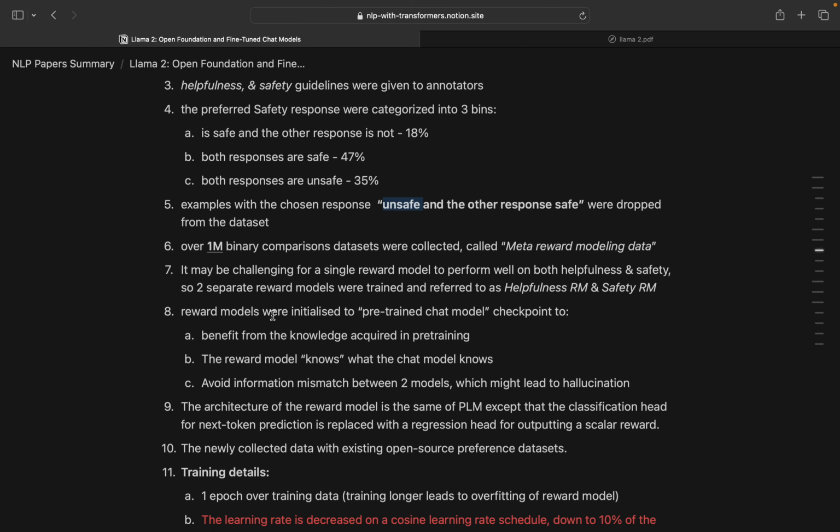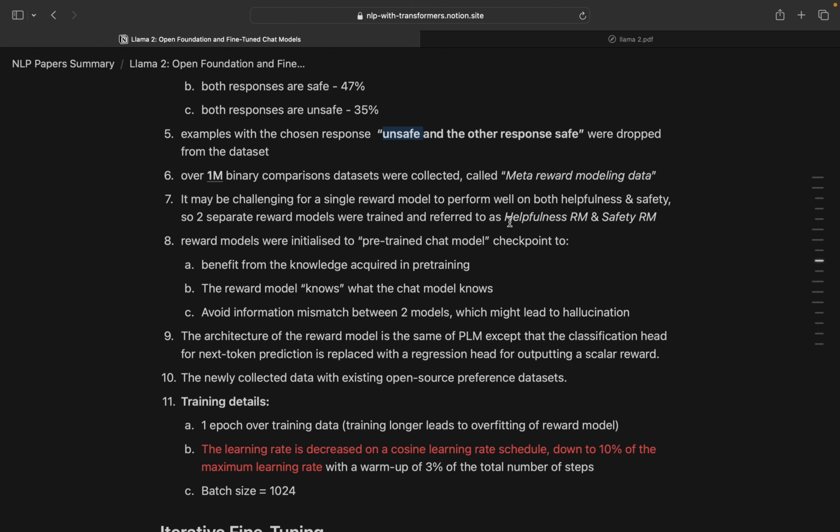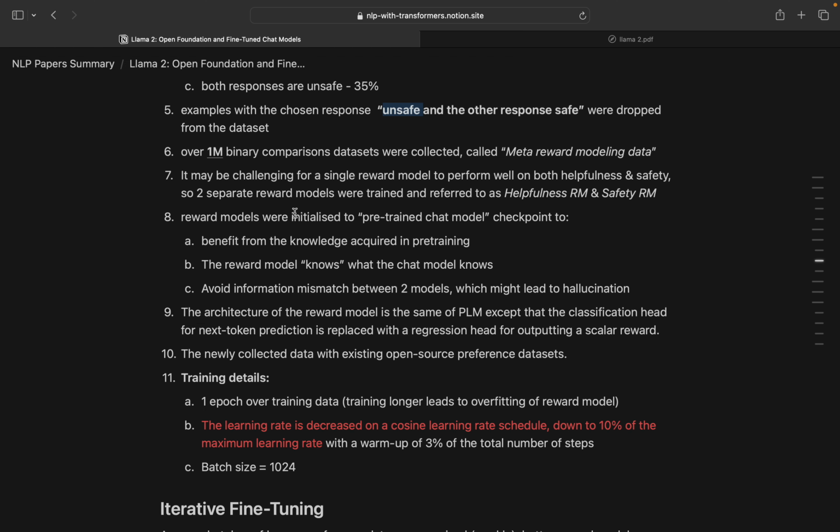And by doing this, they roughly created a little bit more than 1 million binary comparison data points, and they call it Meta reward modeling data. And in the future, whatever testing and other related work was done was also a part of the Meta reward modeling data.